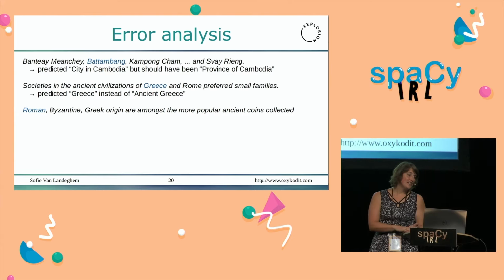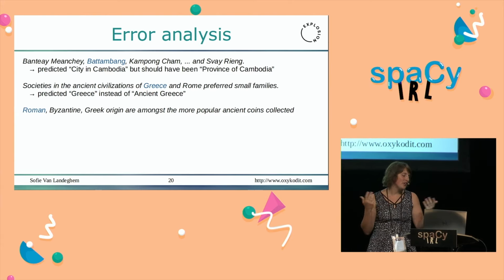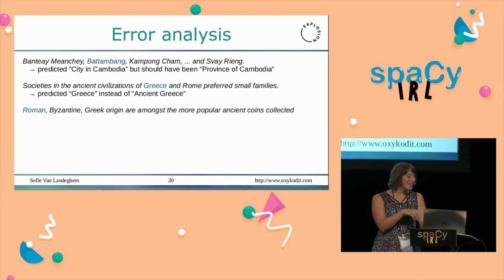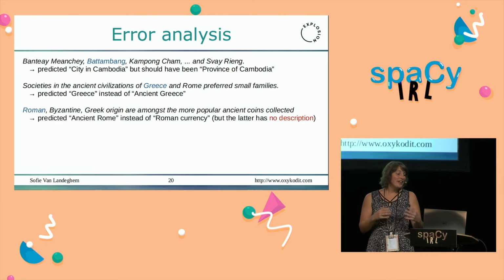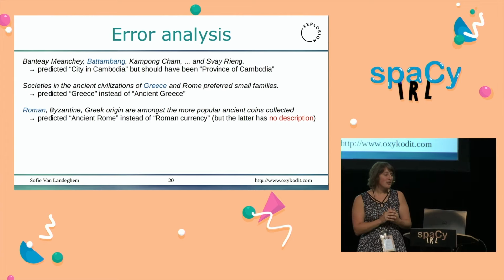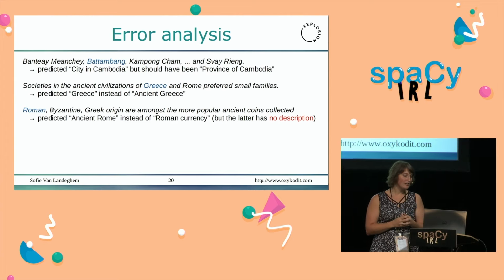Then there's another one here, which again talks about Asian civilizations. I didn't cherry pick these ones. These are just the first ones that rolled out of my screen. So this Roman, Byzantine, Greek origin are amongst the most popular ancient coins collected. So here, the entity linker does predict ancient Rome, and it should have predicted Roman currency. So it's a little bit unfortunate.